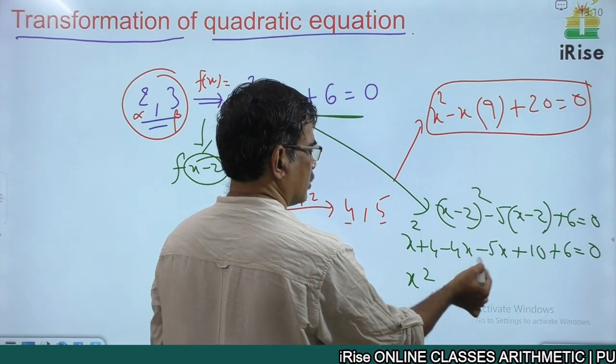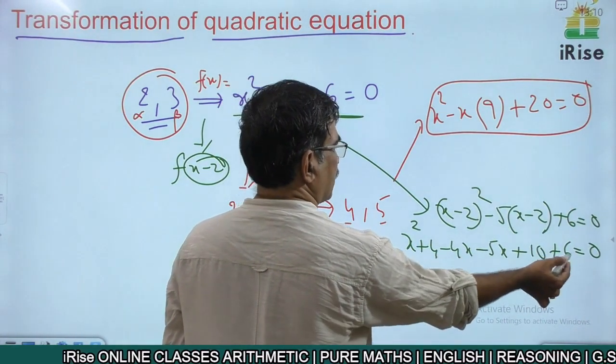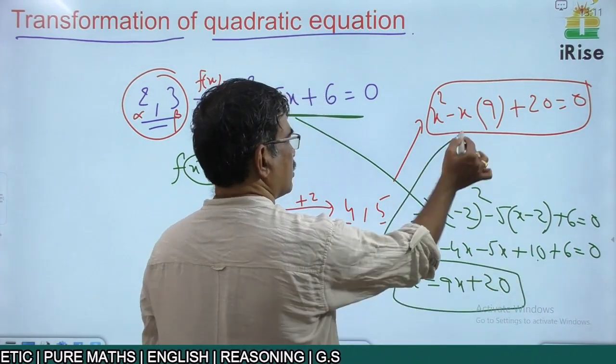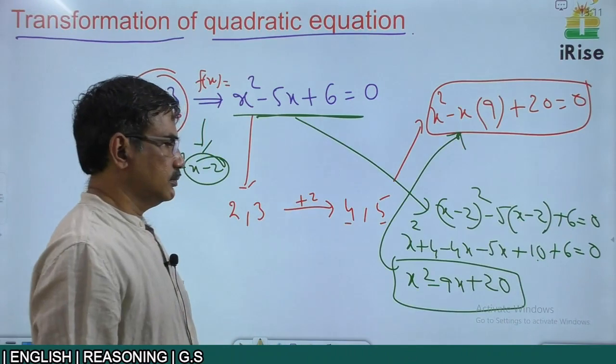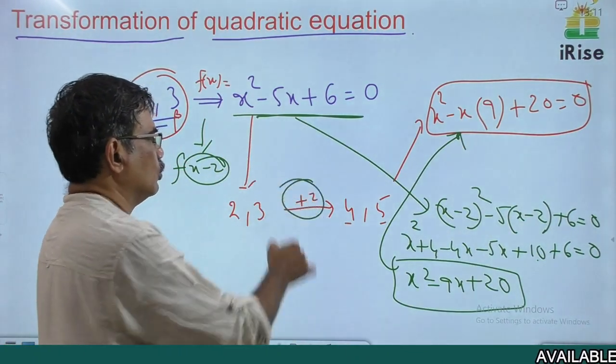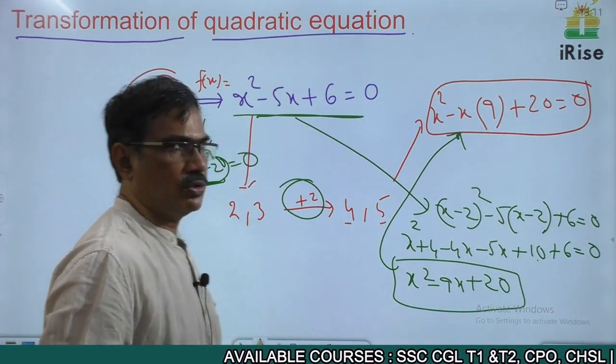x square, sum of these two is minus 9x. 4 plus 10, 14 plus 6, 20. 20 is equal to 0. This is same as this one. So if each root is increased by 2, the new equation is f of x minus 2 is equal to 0.